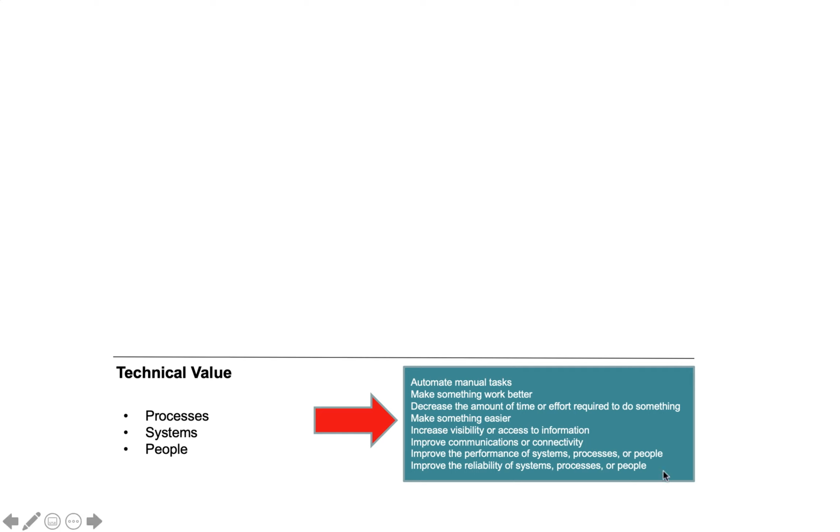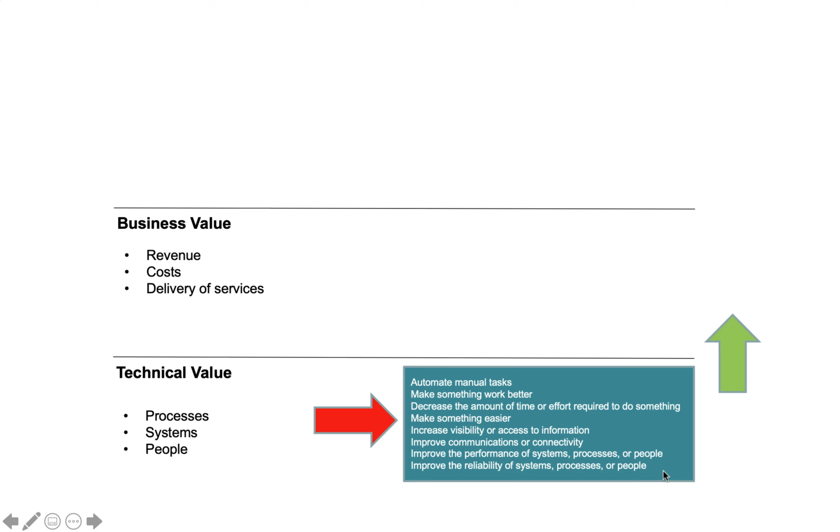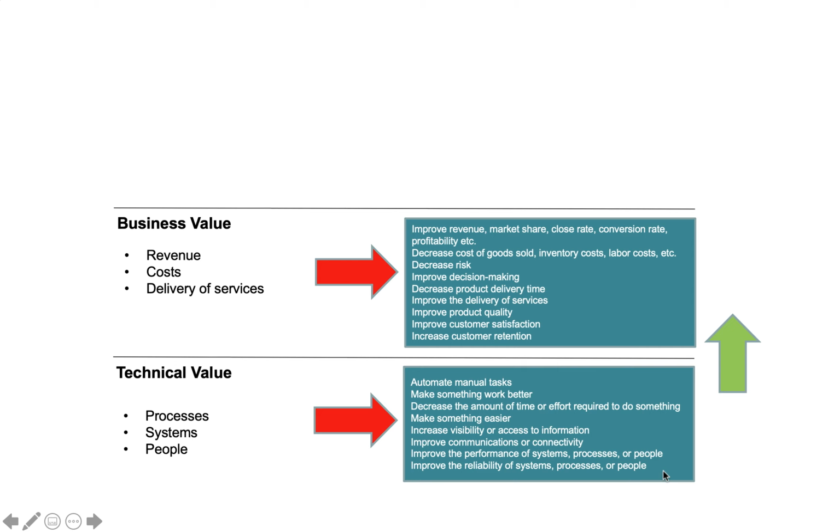And when your product delivers technical value or technical improvements, those typically work their way up to create business value or business improvements. And those can be seen in the area of improving revenue, decreasing costs, improving the delivery of services. Some examples of that are improved revenue, market share, close rate, conversion rate, profitability, decreased costs, decreased risk, improved decision making, improved product delivery time, product quality, customer satisfaction.